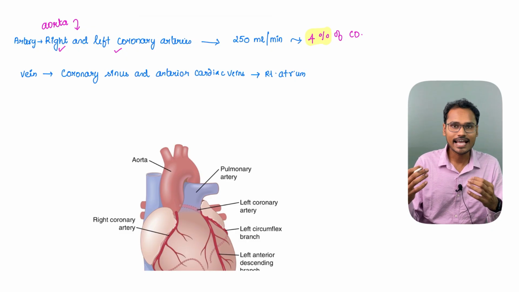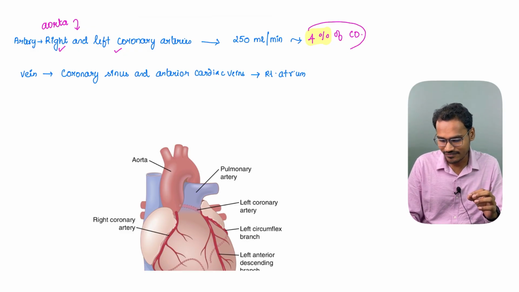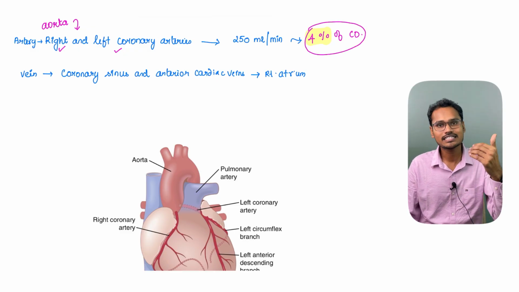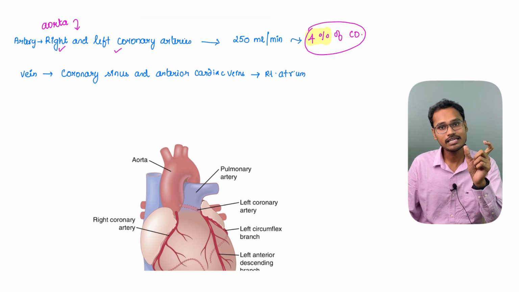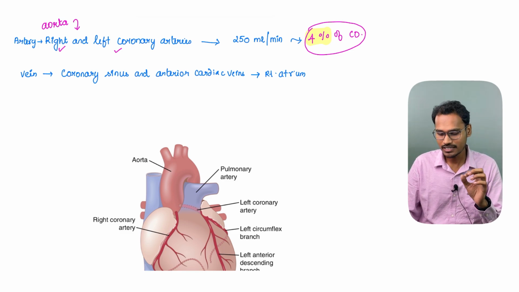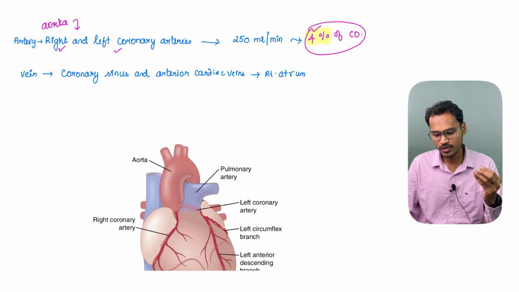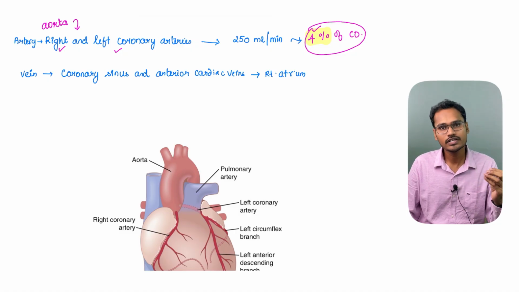So it is like a taxing system. Like the first initial 4%, the heart will take for itself. Whereas in the cerebral circulation, we saw it keeps the amount constant, but here it keeps the percentage constant. That is a very important feature of the cardiac circulation.